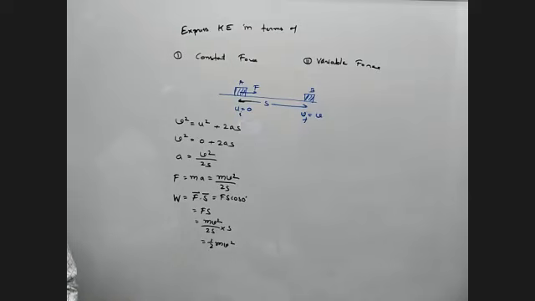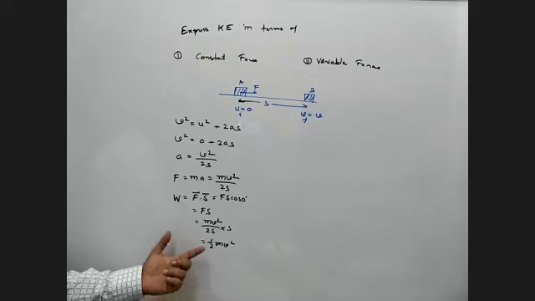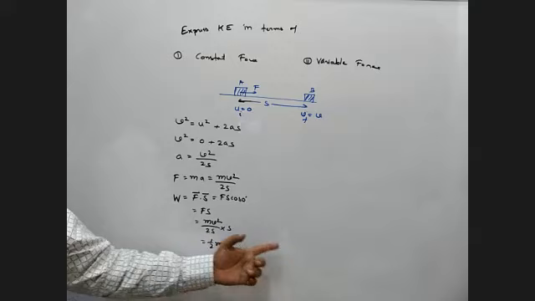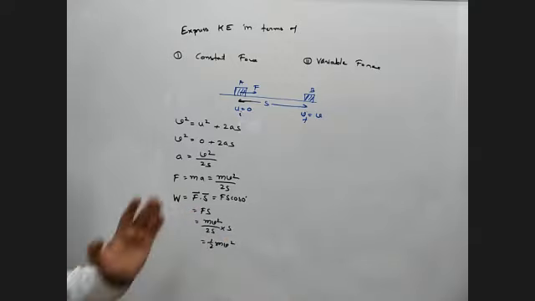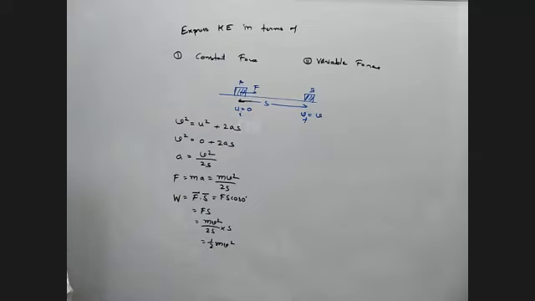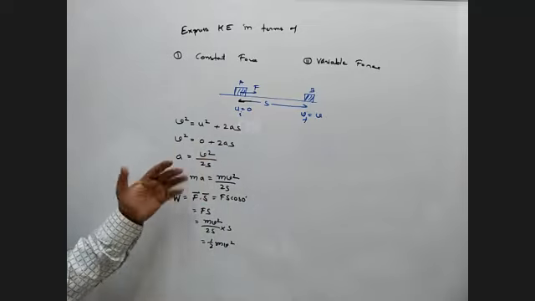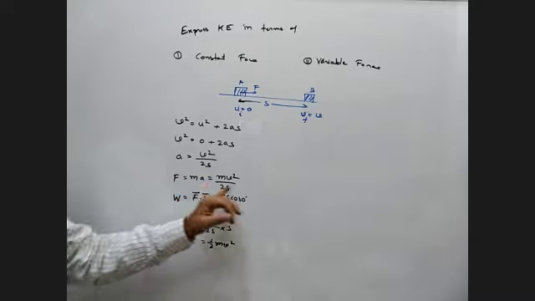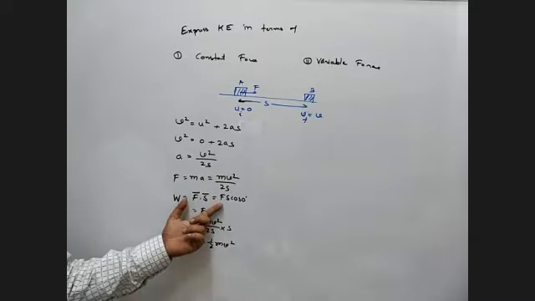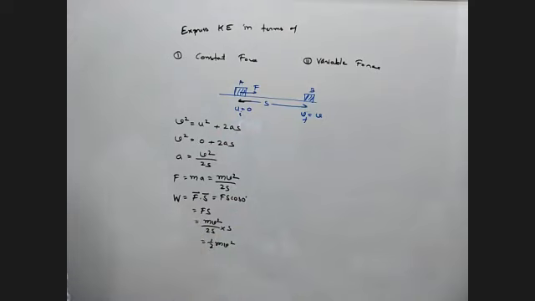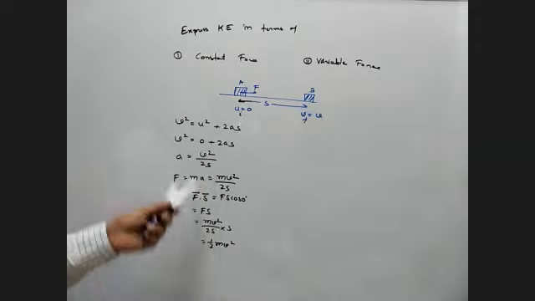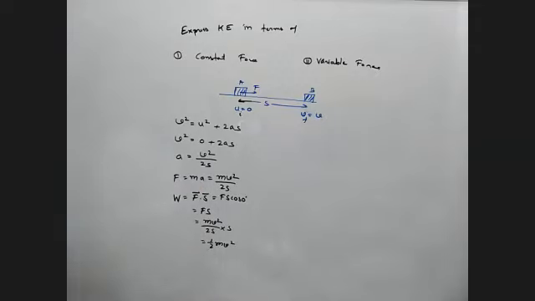Yes, sir. And then you write the statement: this work done appears as kinetic energy of the body, because work is done in terms of kinetic energy. Is it clear? Very simple. v squared is u squared plus 2as. You get the value of acceleration. Force is mass into acceleration. Work done is F dot S, meaning Fs. Angle is 0, cos 0. So Fs, you just put the value. Done? That is for the constant force.